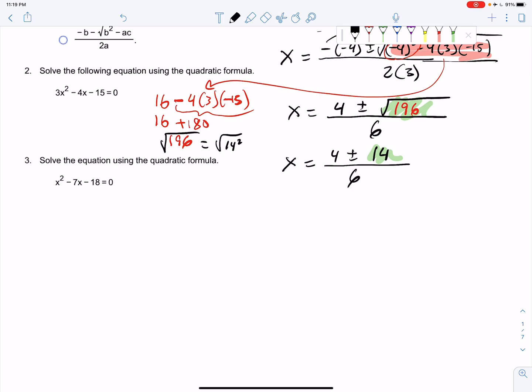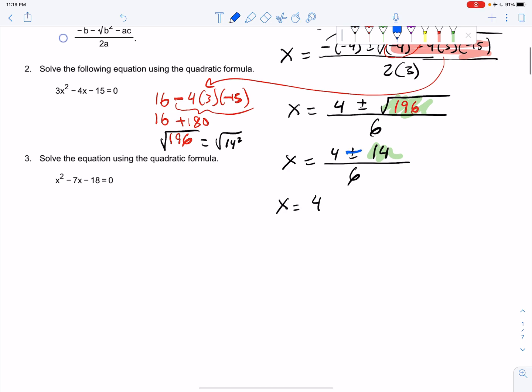So as you can see, we have just all real numbers here. We don't have the square root of 3 or something like that, right? That doesn't simplify out. So you're going to have two solutions. One solution is going to be obtained by using, let's go ahead and use a blue plus. So 4 plus 14 over 6. Well, 4 plus 14 is 18, divided by 6 is 3. So there's a solution.